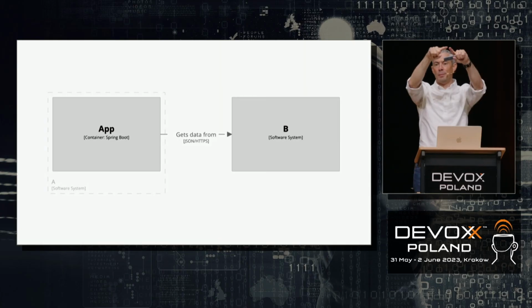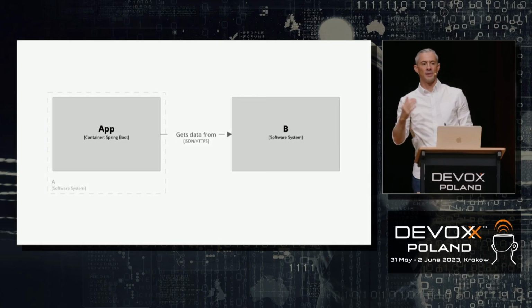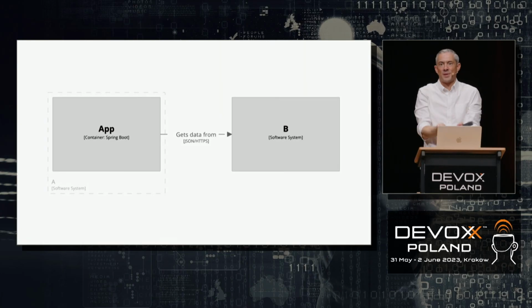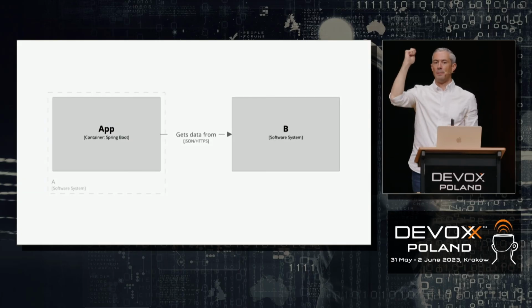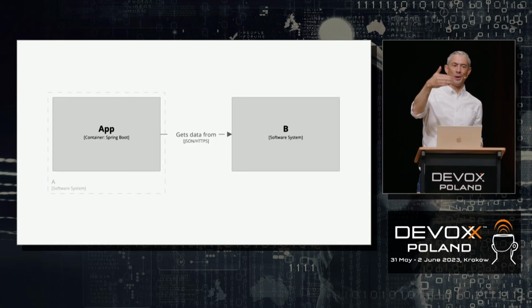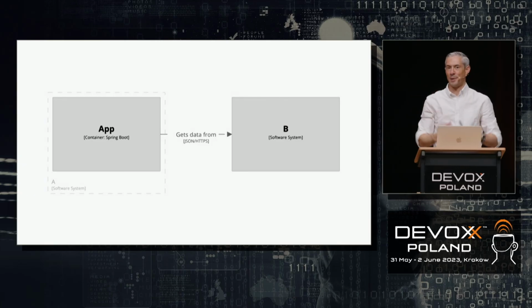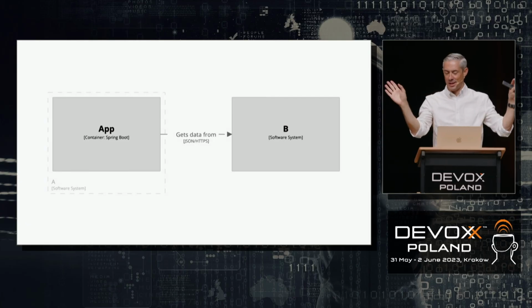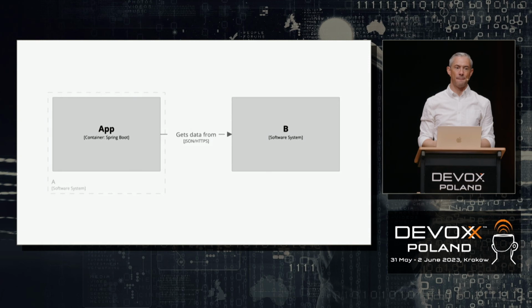I'm going to draw my container, my Spring Boot app, sitting inside my software system A boundary. My app, my container, has a dependency on your system. That's my architecture diagram. I don't care how you are servicing my API request. I don't care what technology sits behind that API request. It's none of my business. You can change it, and my diagram still remains the same. And for me, that's a good thing.